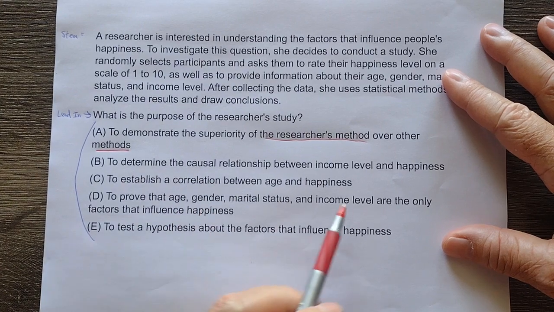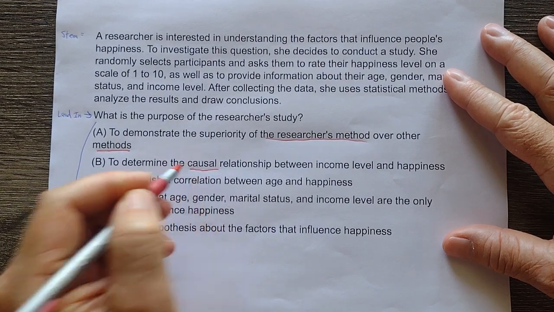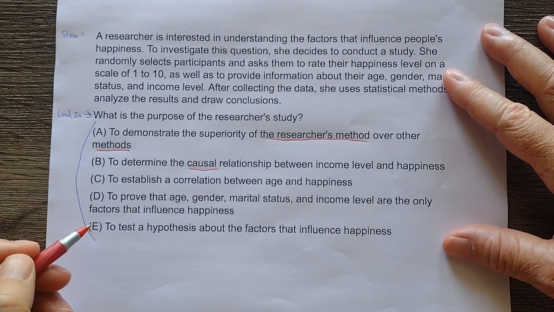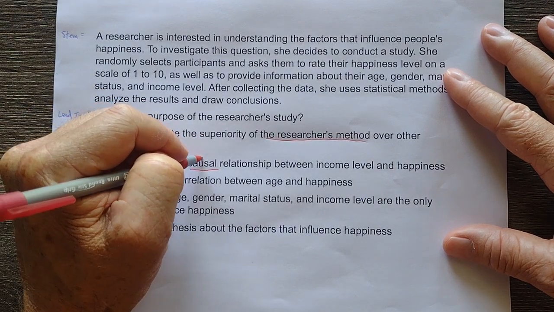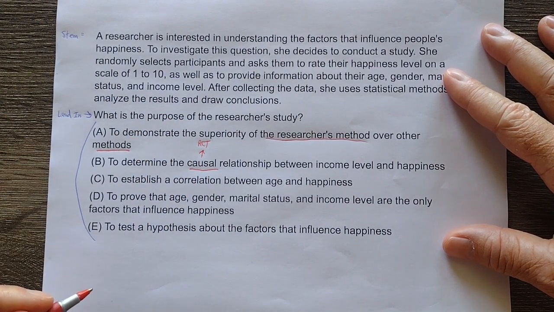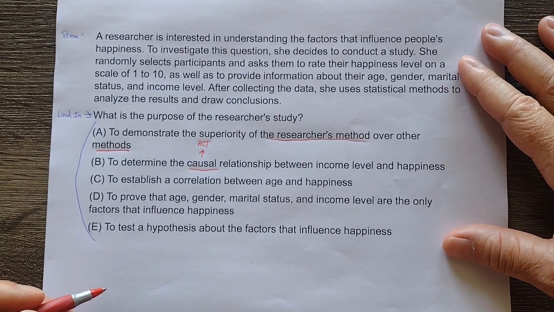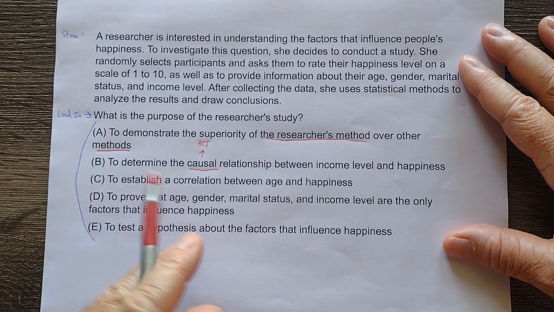To determine the causal relationship between income level and happiness. There's a very interesting word here, causal. This is going to point to very specific things when we start talking about proving causal relationships. We're really going to be looking at things like a randomized controlled trial. They have to be experimental designs. Cohort studies are not going to really get into causality. It's going to be randomization of different groups in order to be able to do that, but that's what that one's talking about.